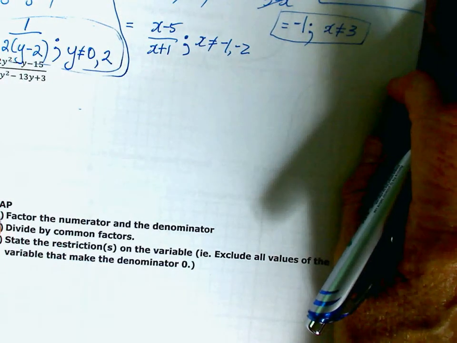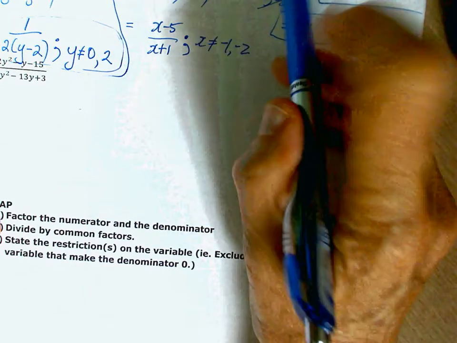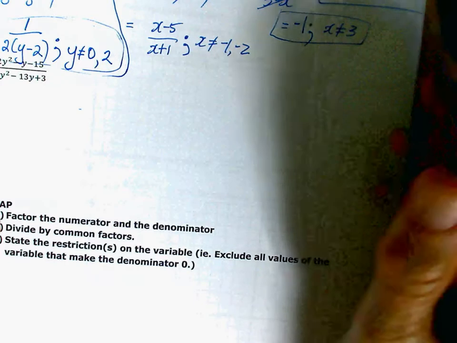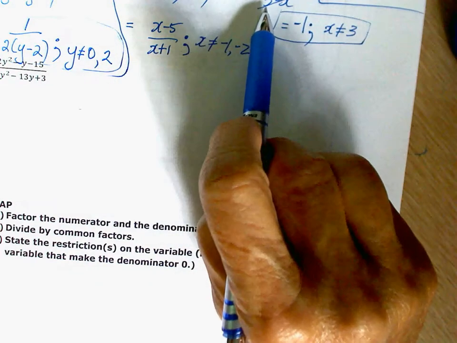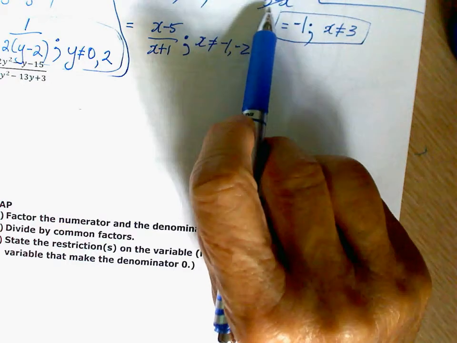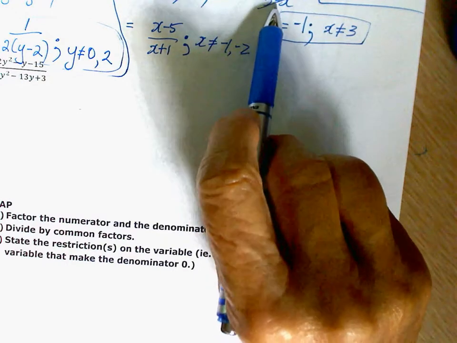Well, 3 minus positive 3 is 0, right? If it was negative, we'd end up with a 6. So 3 minus a negative 3 is 6, and that would be okay.